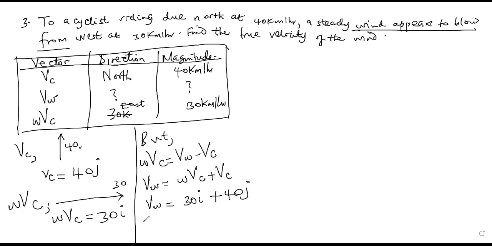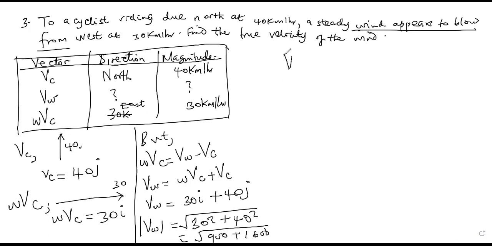This is the velocity of the wind, but we need its magnitude. So velocity of wind is the root of 30 squared plus 40 squared, same as the root of 900 plus 1,600. And this one will give us the velocity of the wind as square root of that, we shall get 50 kilometers per hour. But then that is the velocity of the wind, so we also need its direction.